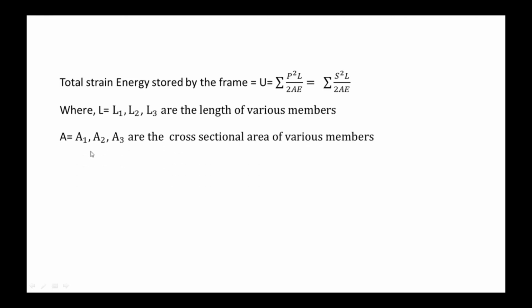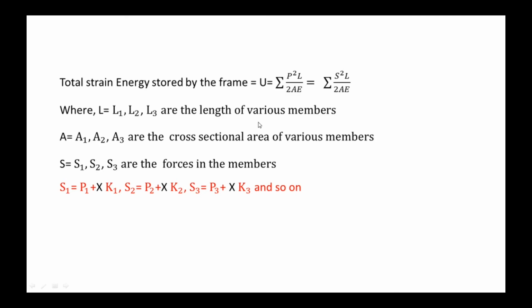This we can modify: instead of P we take S, so U is equal to the summation of S square L upon twice AE, where L is the length of the various members, A is the cross-sectional area of the various members, and S1, S2, S3 are the various forces in the members. So here S1 is equal to P1 plus X into K1, S2 is equal to P2 plus X into K2, S3 is equal to P3 plus X into K3, and so on.